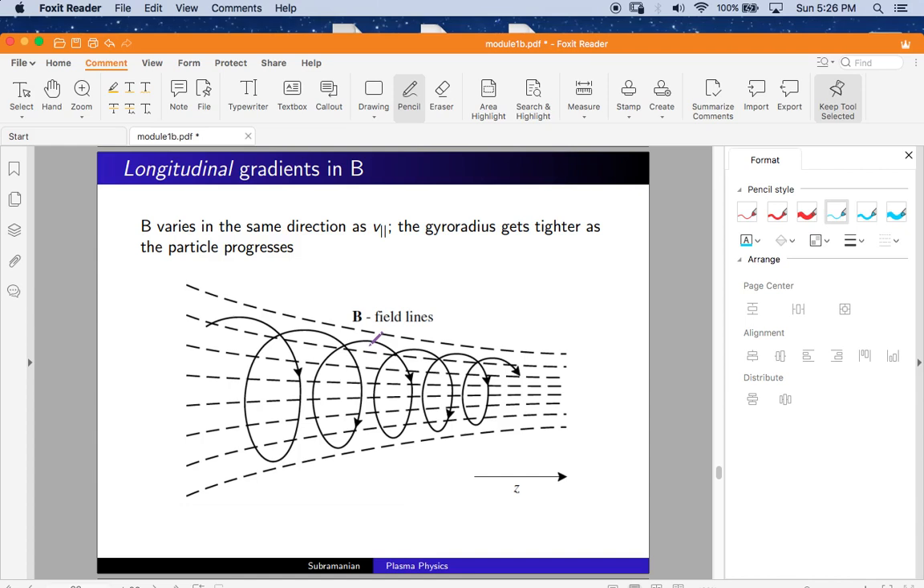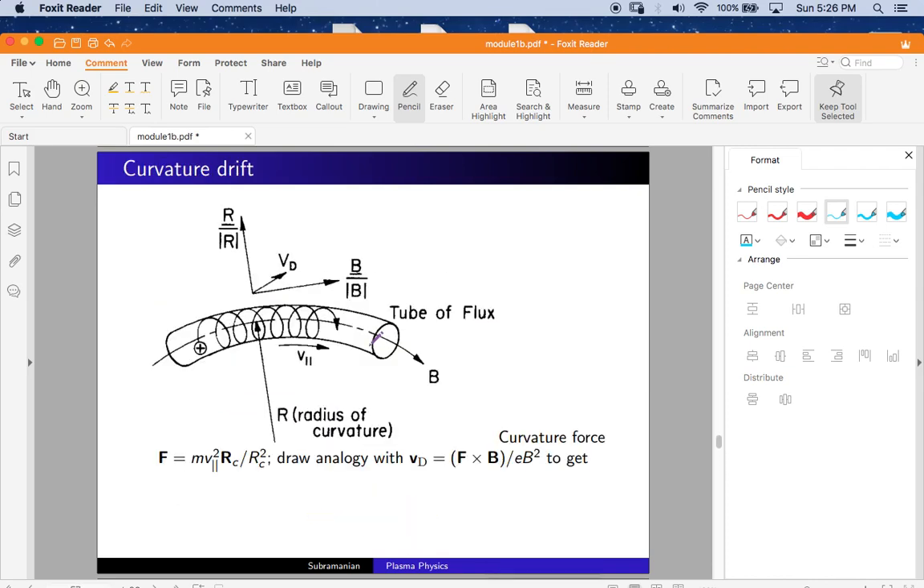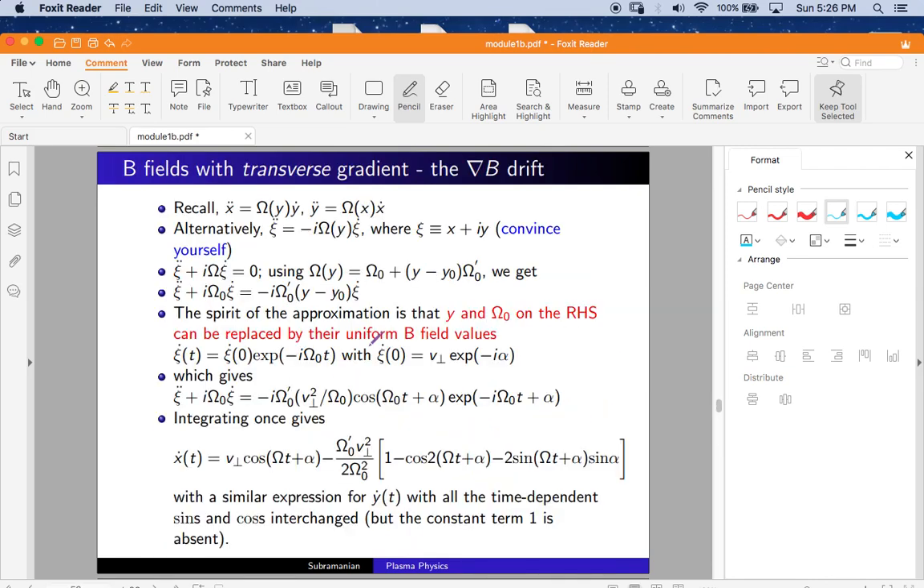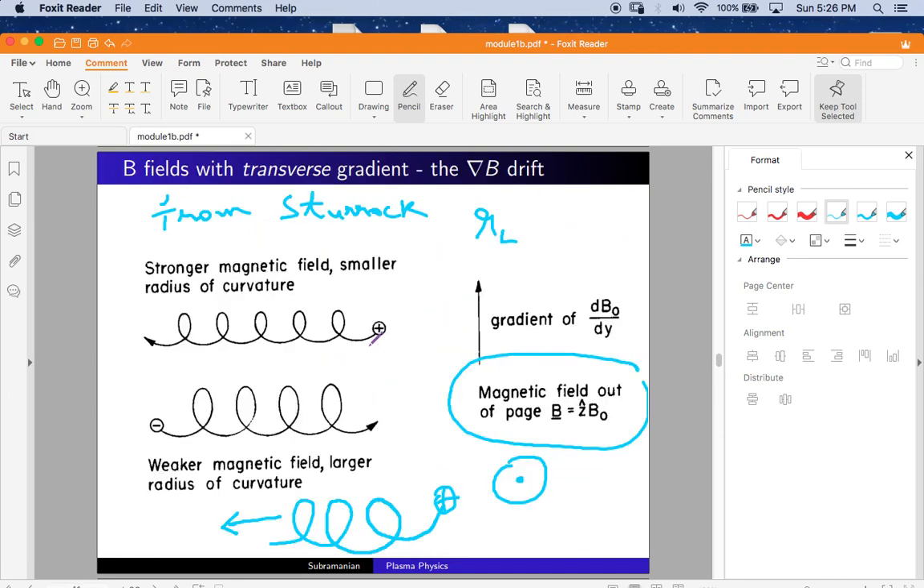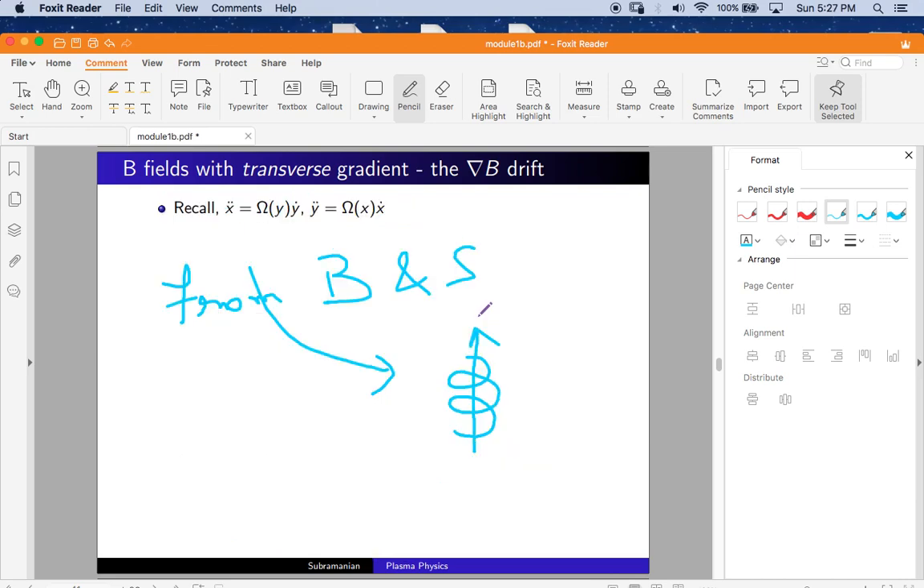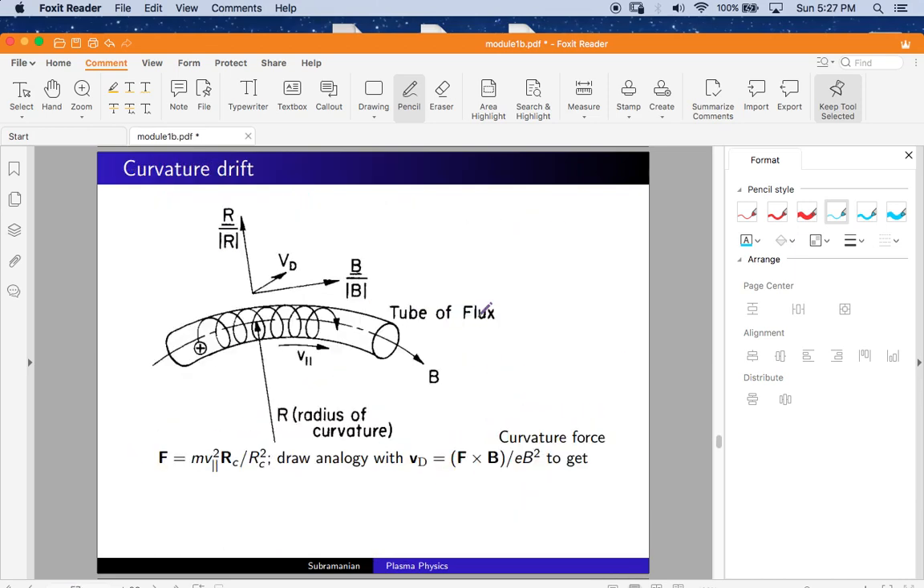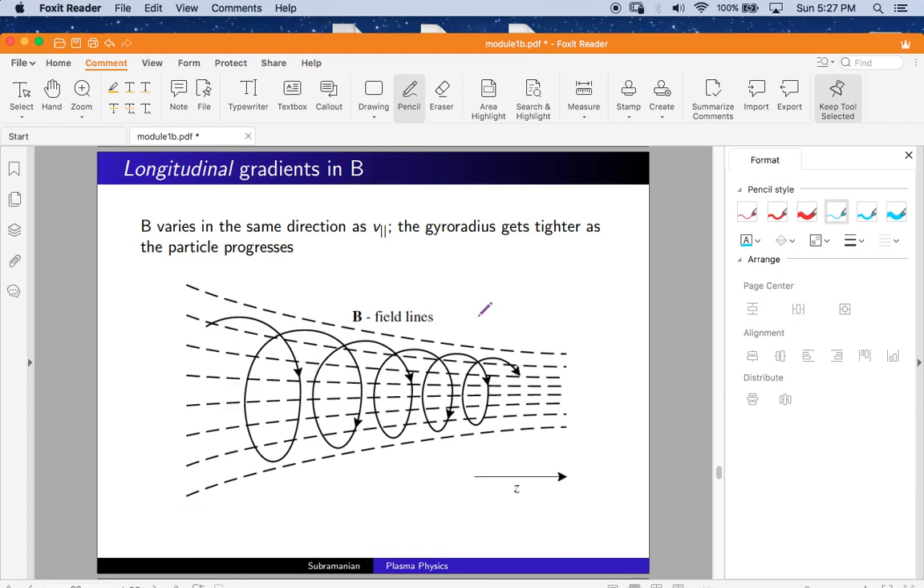But the gradient of B in the case that we talked about was like this. The B was pointing out of the page, and the gradient is perpendicular to that. How about now if you have a gradient of B along the direction of B? B is pointing in this direction, and the B field lines are converging or diverging in the same direction. This is what would be called a longitudinal gradient.